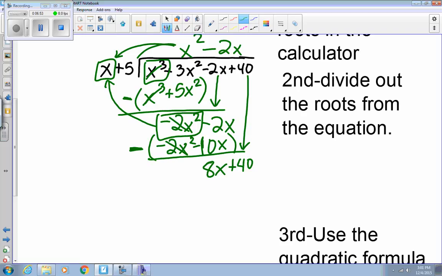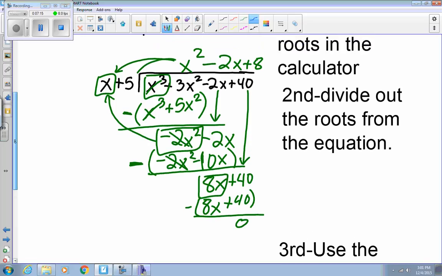We have 8x divided by x is 8. Multiply it out. 8 times x is 8x. 8 times 5 is 40. Subtract them. And in this case, you should always get 0. There should be no remainder when you're dividing this out. Now, for this, we've got to keep going.